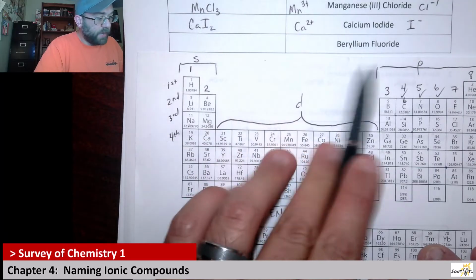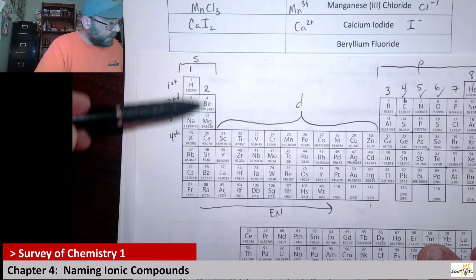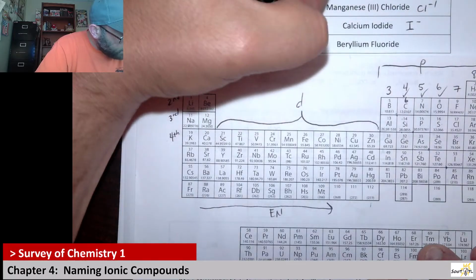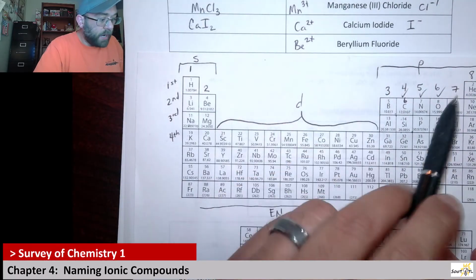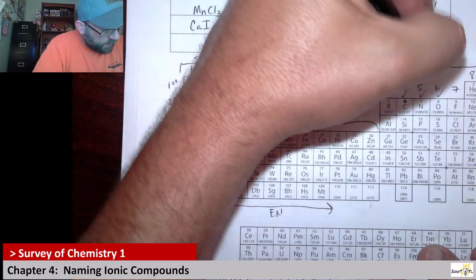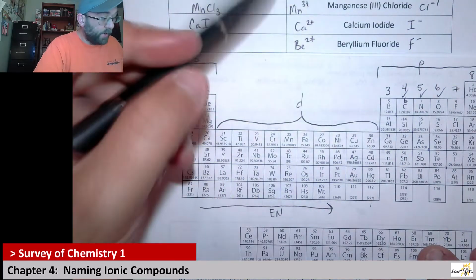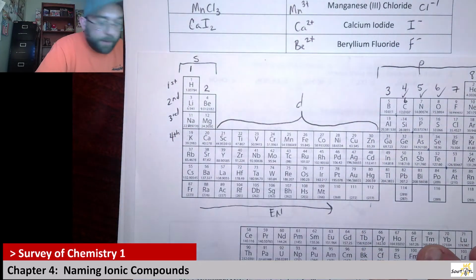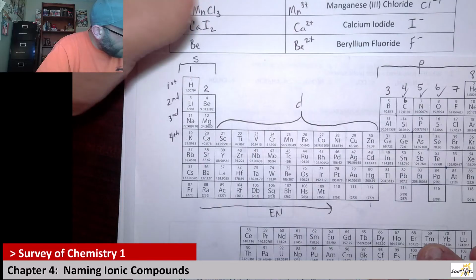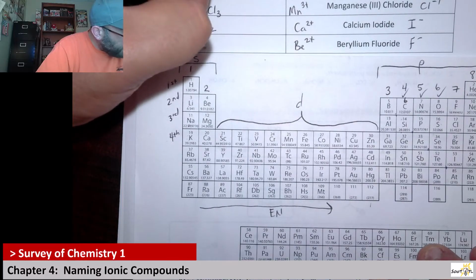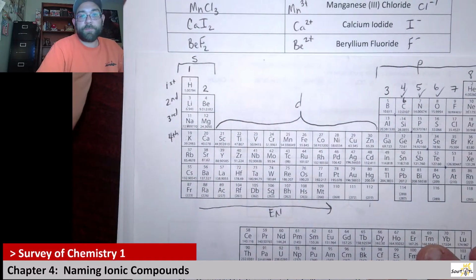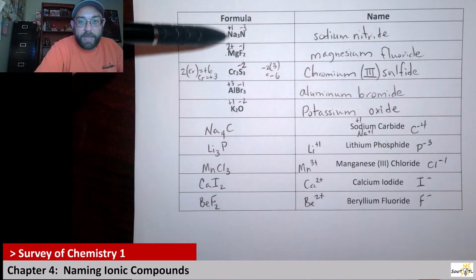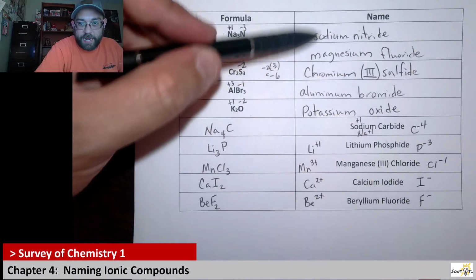Now we have beryllium fluoride. Beryllium is in the same column as calcium, so that's Be2+, and then fluoride is in the same column as iodide, so it's F-. So we're seeing a similar scenario, right? A +2 cation, a -1 anion, and so that means we should see something very similar to calcium iodide. It should be BeF2.